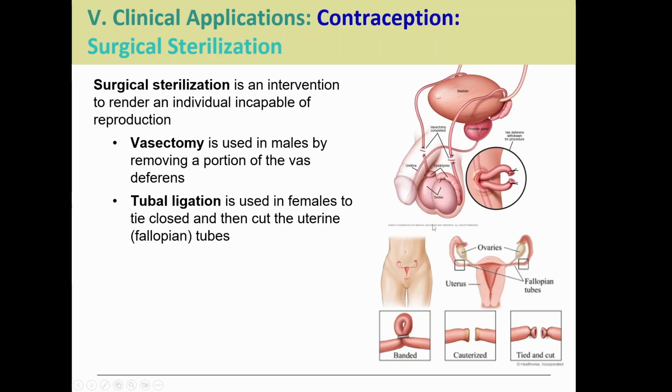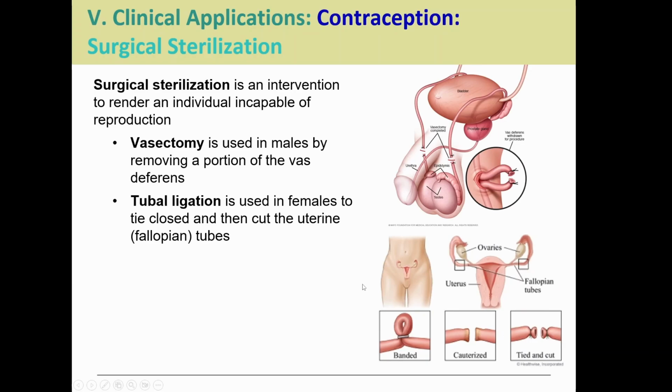Tubal ligation is very similar. It's just doing the same thing but to the oviducts. But you notice there's a couple things we can do there. We can band them, we can cauterize them, or we can cut and tie them, right? So a couple different options with tubal ligation.